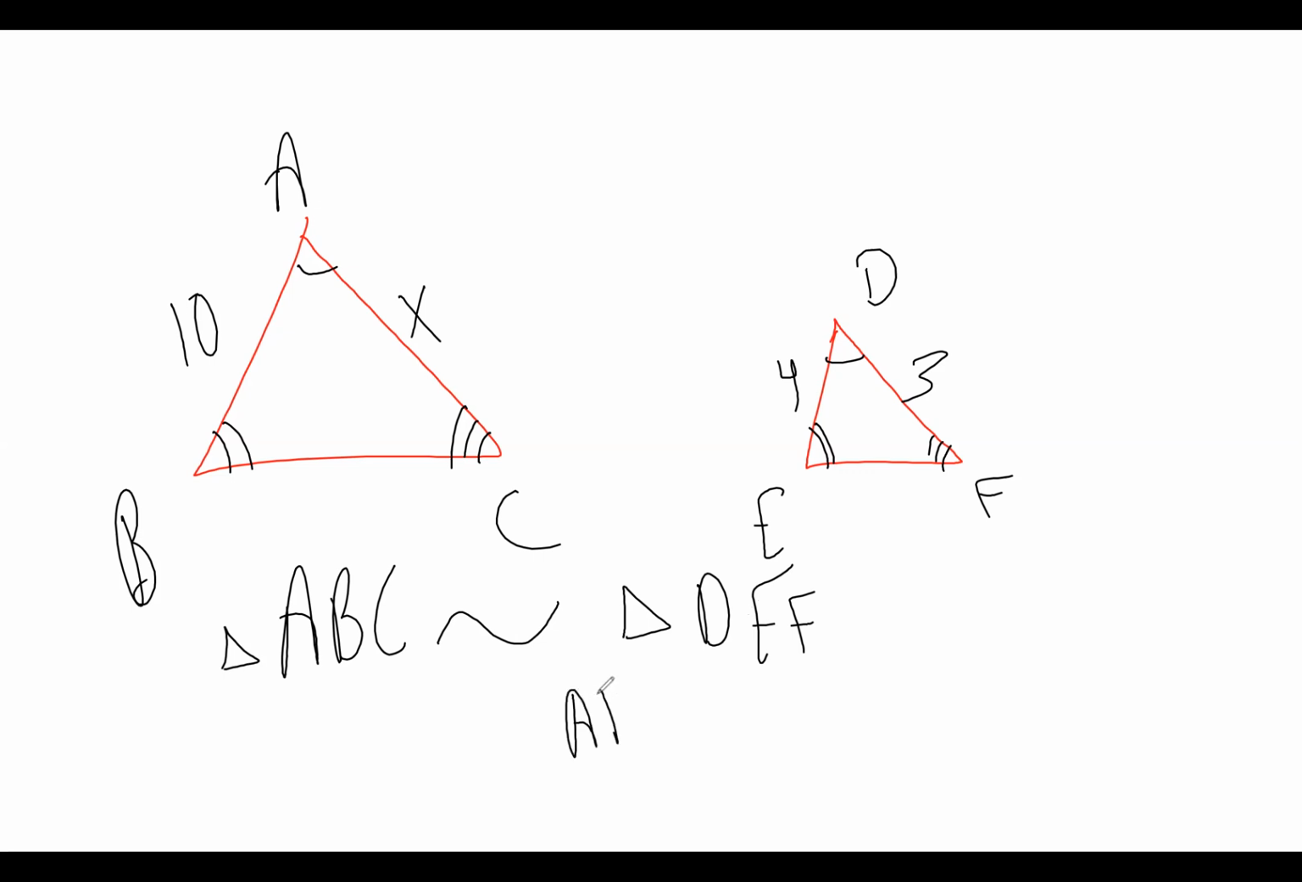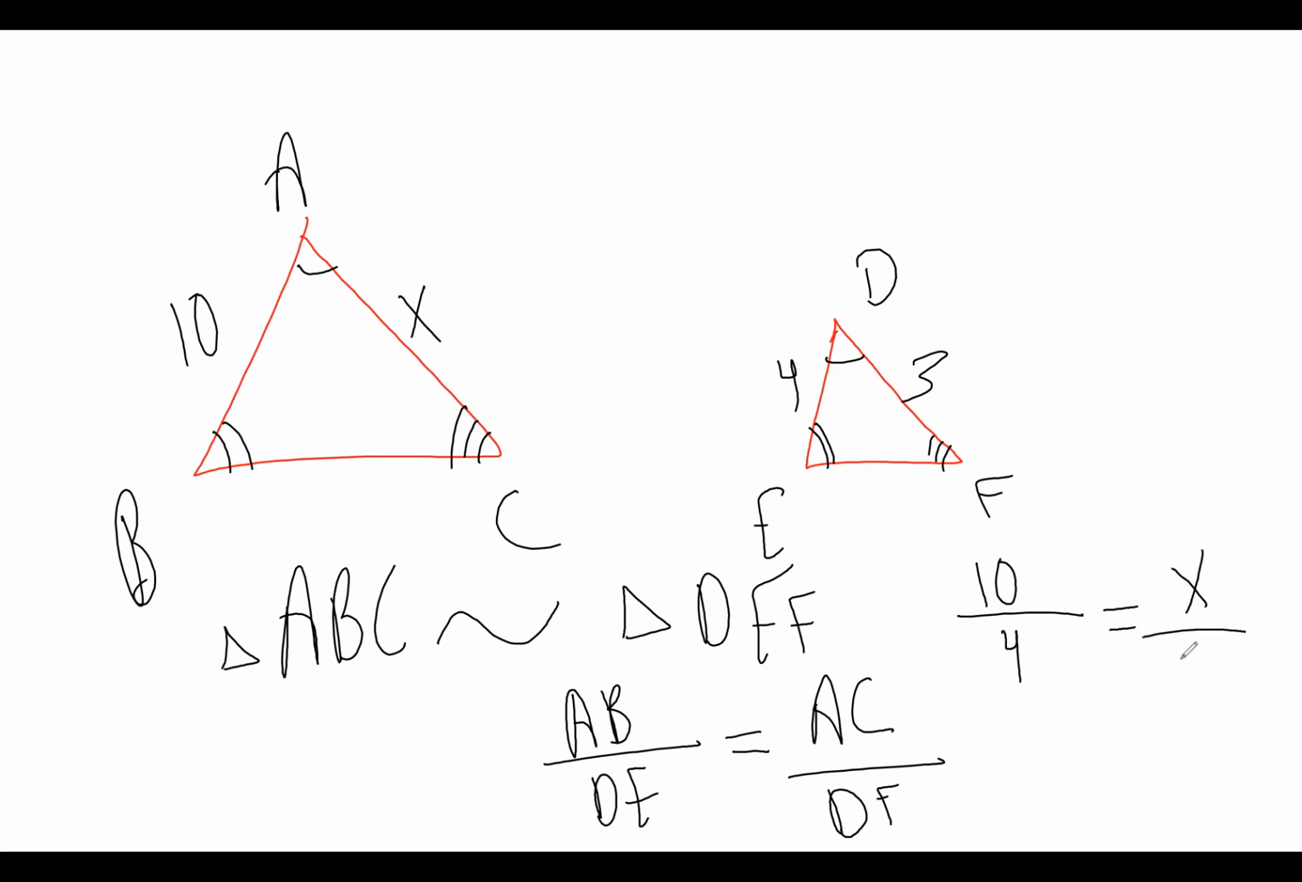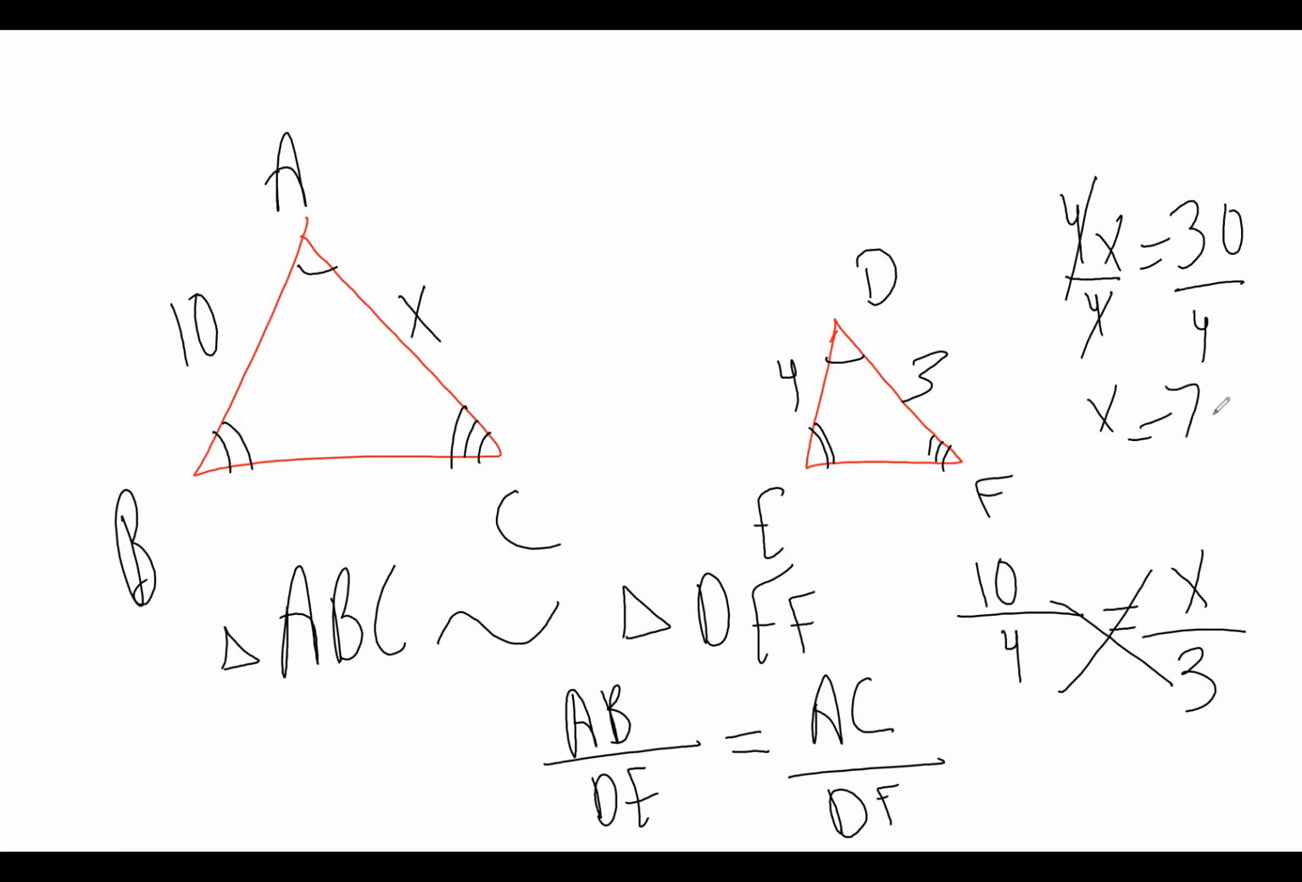Meaning that AB over DE should be equal to AC over DF. So now if you substitute them, AB is 10 over DE is 4 equals X over 3. How to solve this? Cross multiplication. 4x equals 30. I want to keep x alone, so divide by 4 over 4. So x equals 30 over 4, which is 7.5.